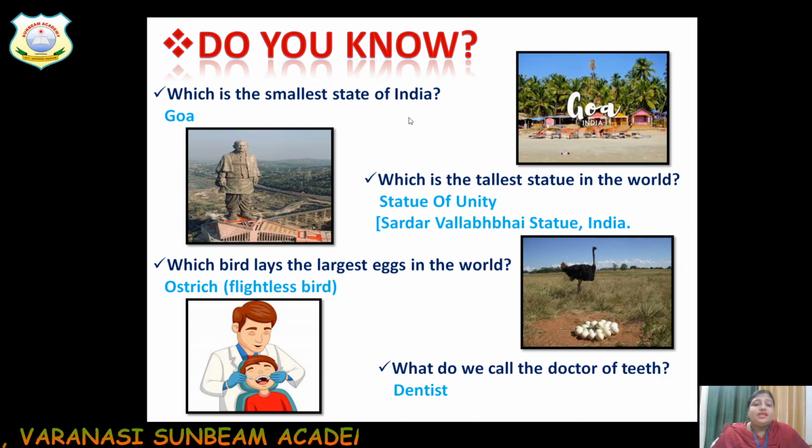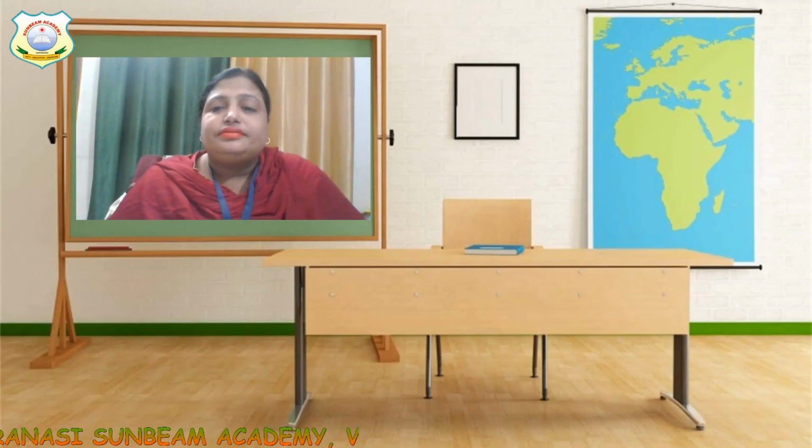Which is the smallest state of India? Goa. Which is the tallest statue in the world? Statue of Unity. Sardar Vallabhbhai Statue, India. Which bird lays the largest eggs in the world? Ostrich. Flightless bird. What do we call the doctor of teeth? Dentist. Children, I hope you all must have understood the chapters very well.